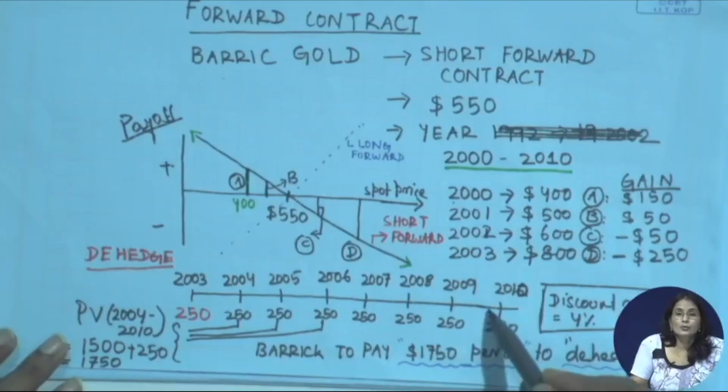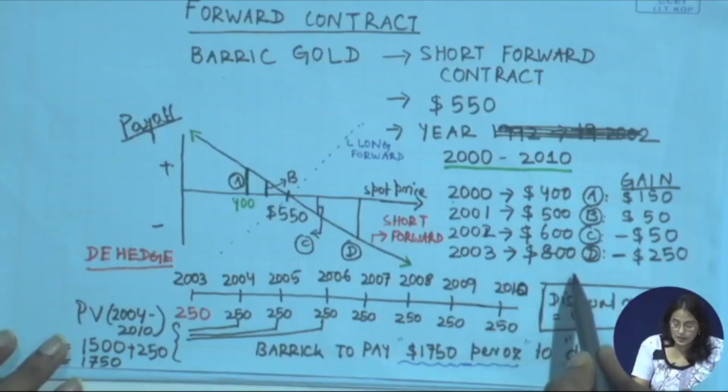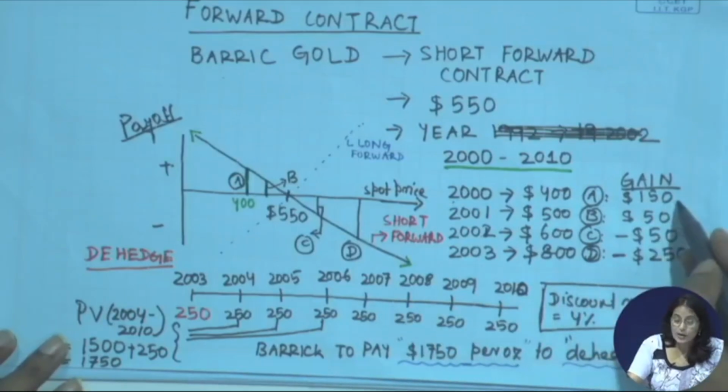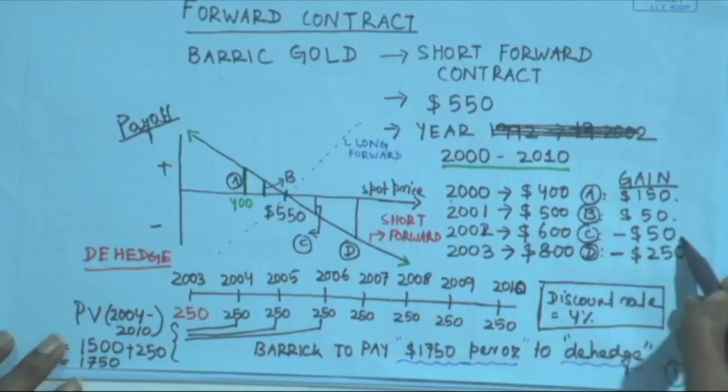Now let's say by 2003 gold price increased to $800. So what is the loss on account of the forward contract? For every ounce it delivered to the counterparty, it came to $250. So this is $150 gain, $50 gain, $50 loss, $250 loss.